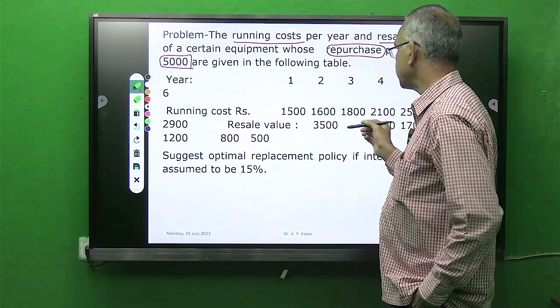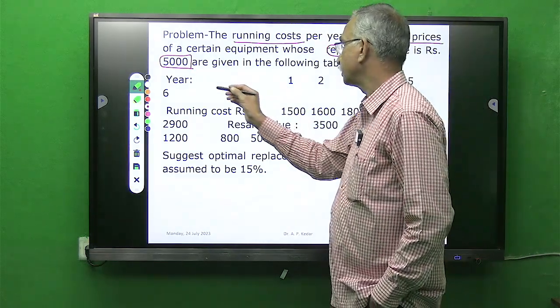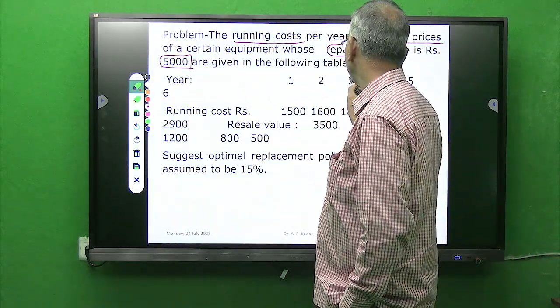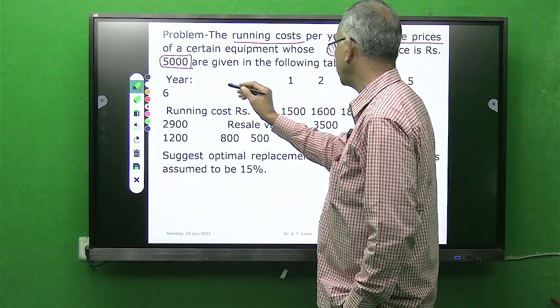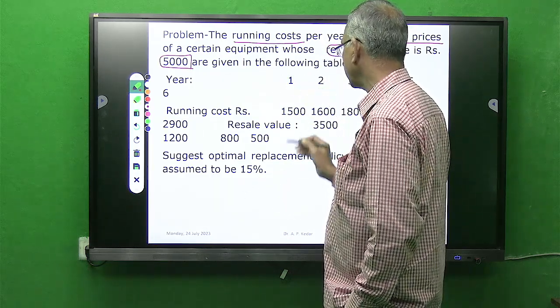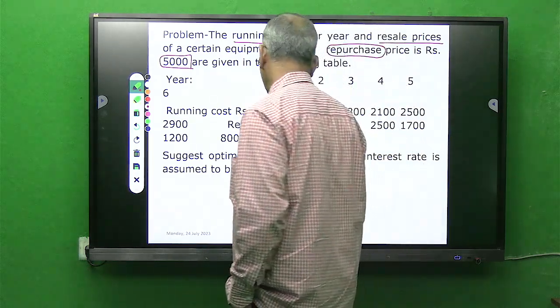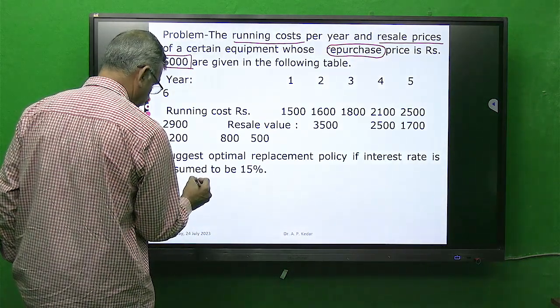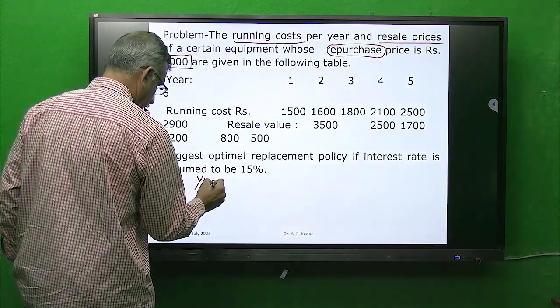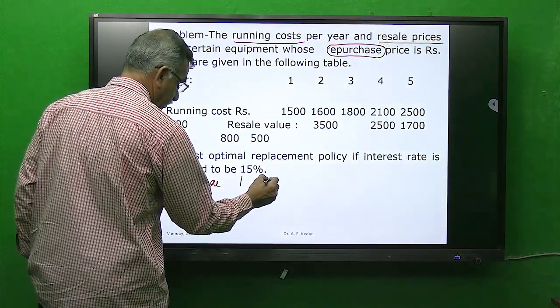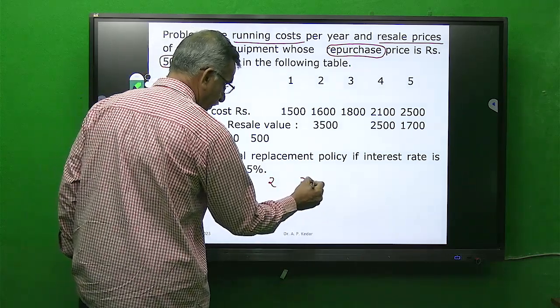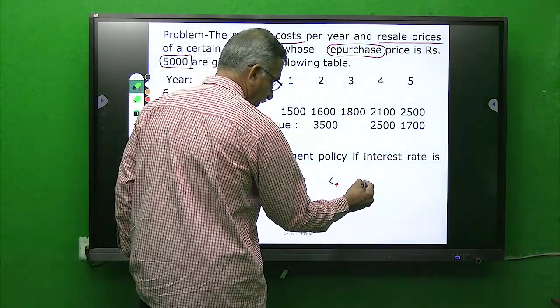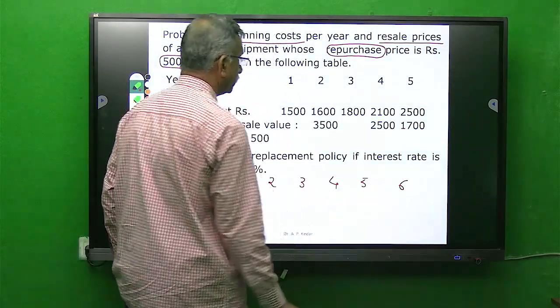Now the data is given for 6 years. See, year 1, year 2, year 3, year 4, year 5 and 6. There is shifting in the table, values of the table. So I will write it in appropriate form for you. Year: 1, 2, 3, 4, 5, 6.